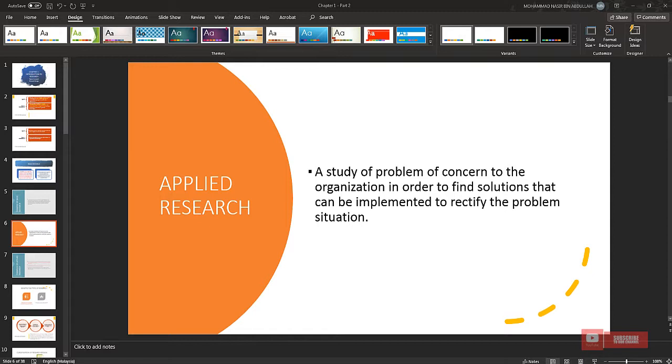Another type of applied research is research and development. Research and development is a type of applied research that is focused on developing a new product or service based on the needs of the target market. It focuses on gathering information about market needs and finding ways to improve an existing product or create a new product that satisfies the identified needs. So that is research and development.